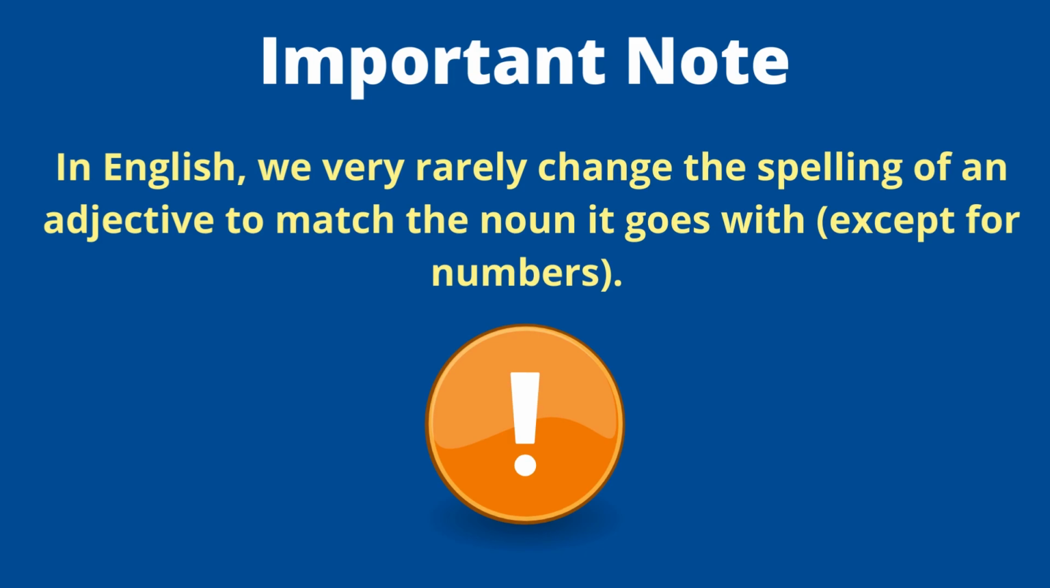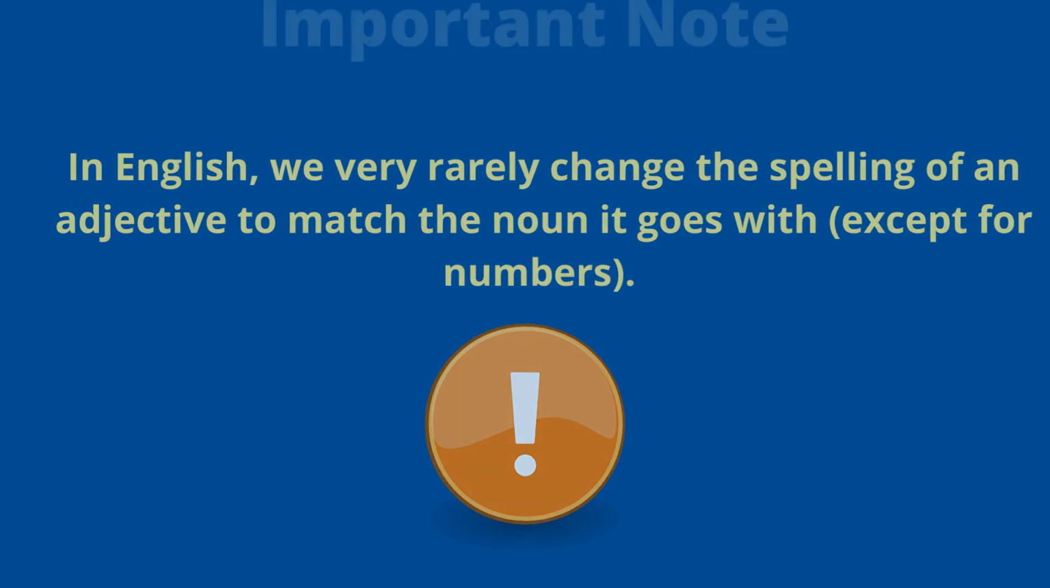The only time we really do this is with numbers in English. You wouldn't want to say, oh, I see the 7 dog. You'd want to say the 7 dogs. 7 would have to go with a plural noun. That's the only time where you really see this noun-adjective agreement. Otherwise, we really don't change the spelling of our adjectives or how we use them. It always stays the same.